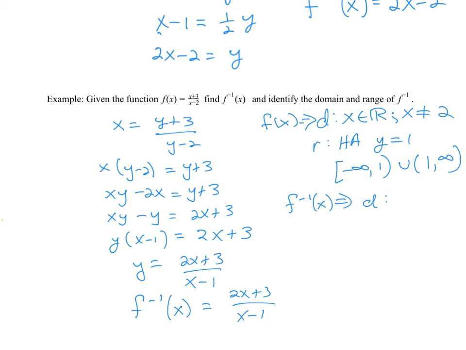So for the inverse function, and I just noticed that actually this should be a parentheses. My bad there. So basically my range from the other one is going to become my domain. And my range is going to become my original domain from the first one. So x is not equal to 2, so negative infinity to 2, or from 2 to infinity.